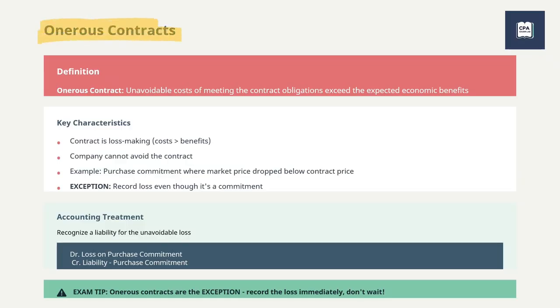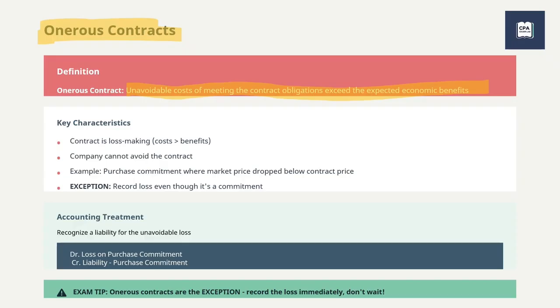Okay, here is the exception to the contracts rule, which is onerous contracts. Here you can see the definition of it. Basically, the cost of meeting the contract obligation exceeds the expected economic benefit. So what does it mean? Let me give you an example.